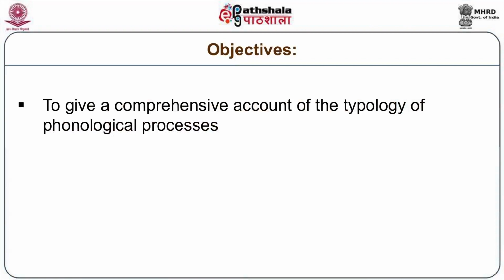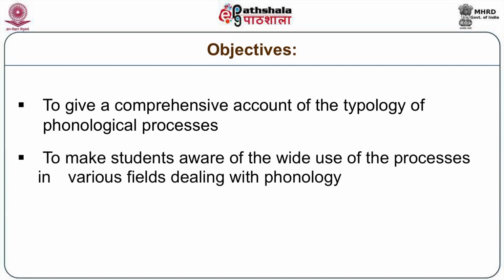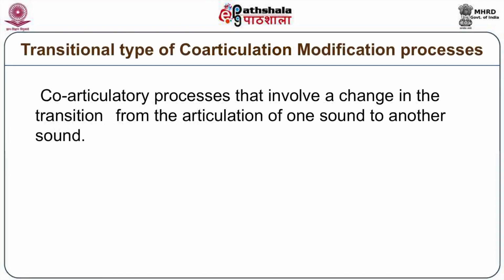So we looked at co-occurrence type, co-articulation type, and now we will continue to discuss some of these processes of modification type. We will begin with transitional type of modification processes. These are three in number, namely on-gliding, off-gliding, and consonant insertion.